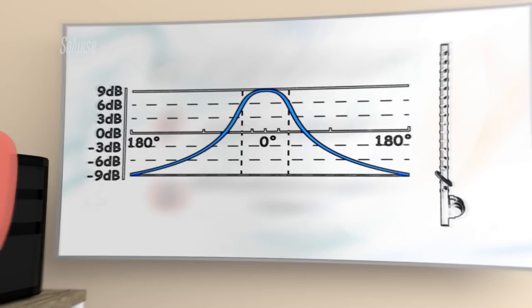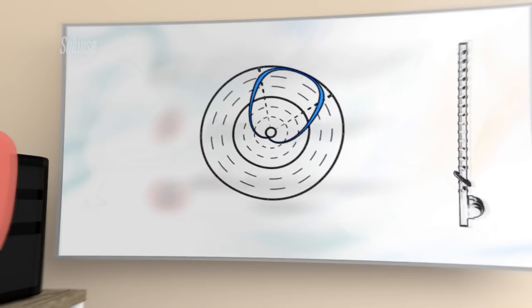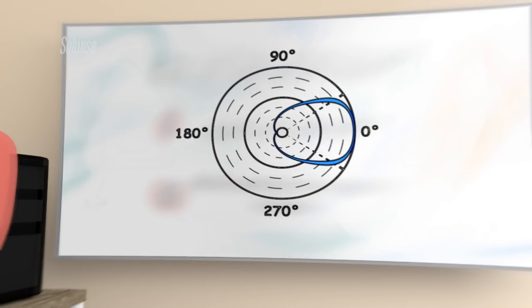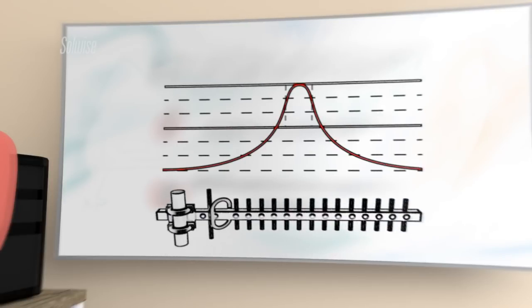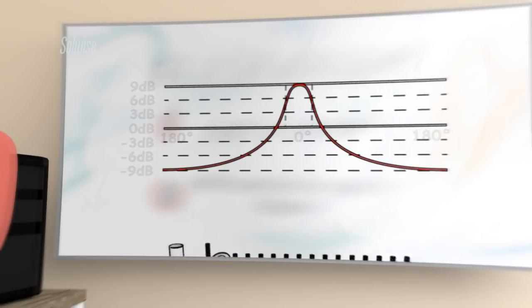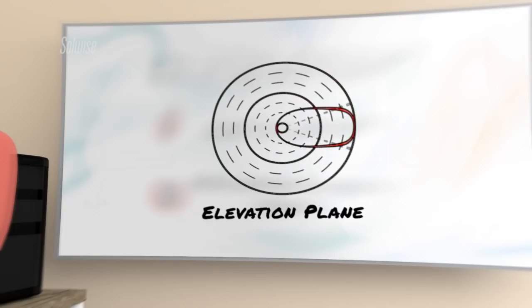The common way to provide this data is to wrap the graph up into a circle, hence polar diagrams. The diagram we've drawn here shows the radiation pattern in the horizontal plane. To fully describe the radiation pattern of an antenna, we also need to take the side view, called the elevation plane.